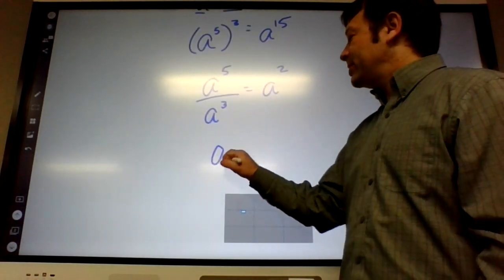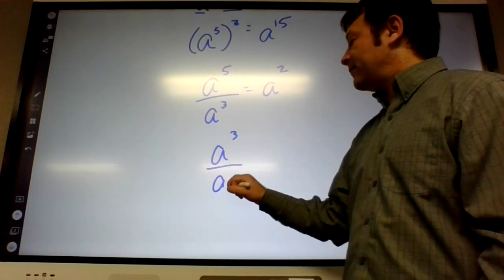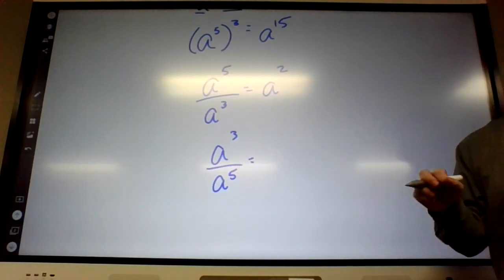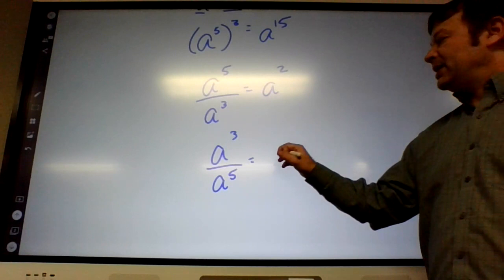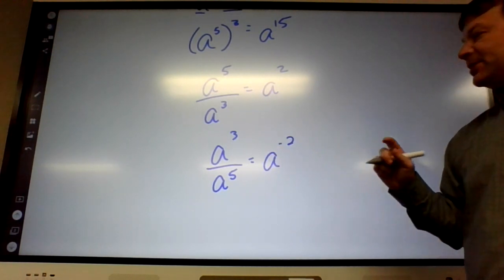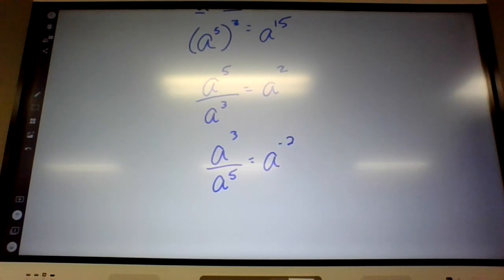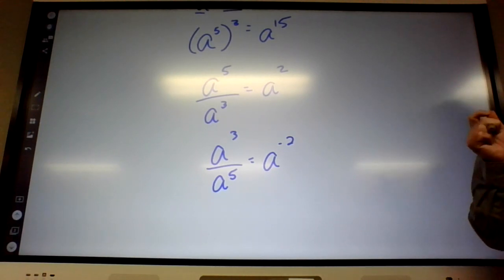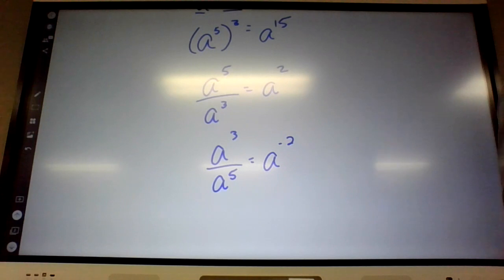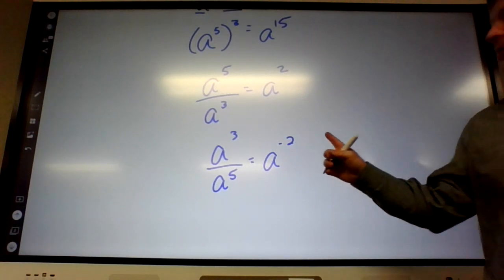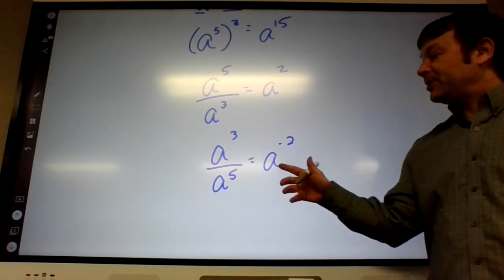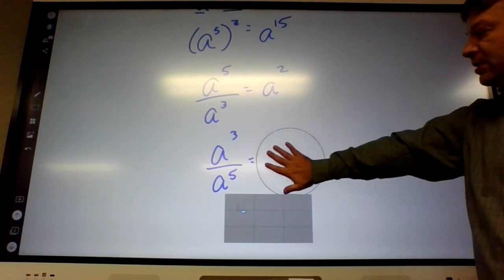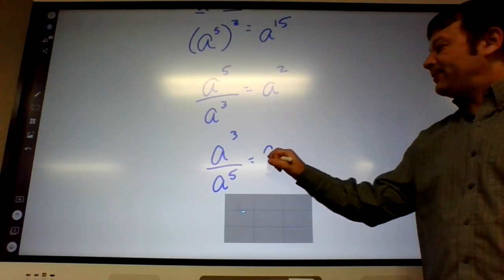Okay, didn't talk about this as much, but a to the third divided by a to the fifth. A to the negative second? Okay, it is a to the negative second, but here's the thing. A lot of these problems, they like to say, do not leave your answer with negative exponents. Well, how do I write this in a way that it's not a negative exponent? One over. Flip it.